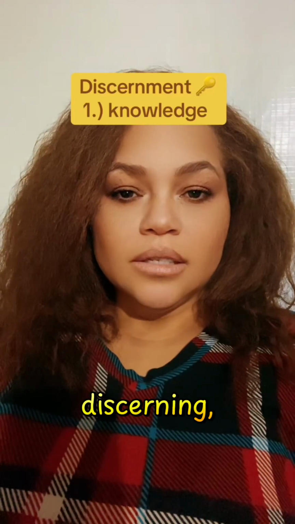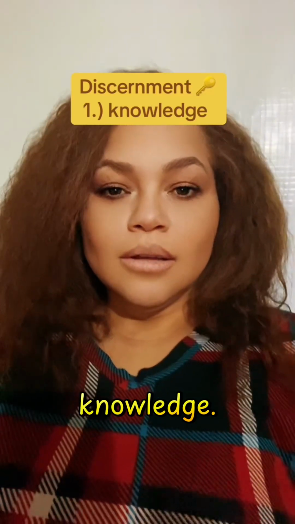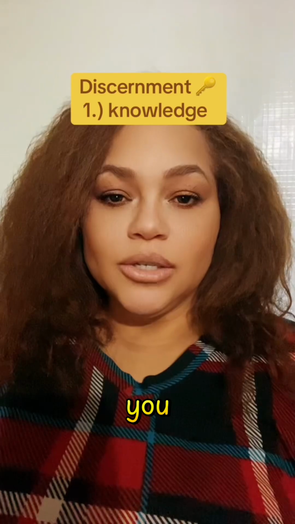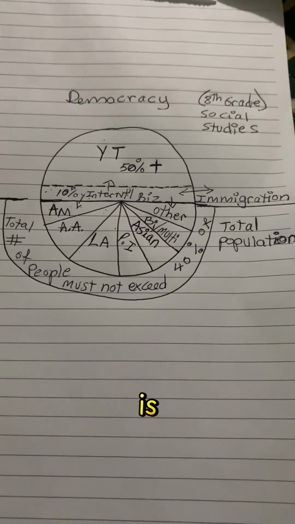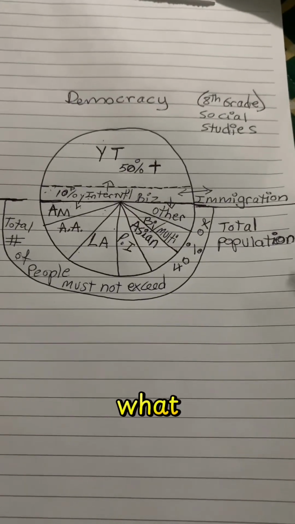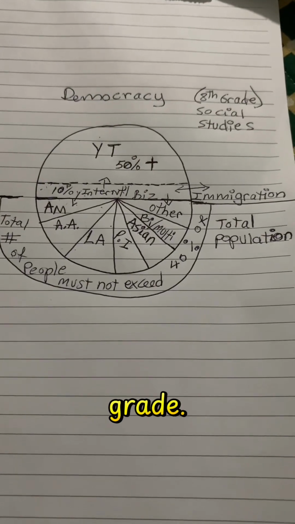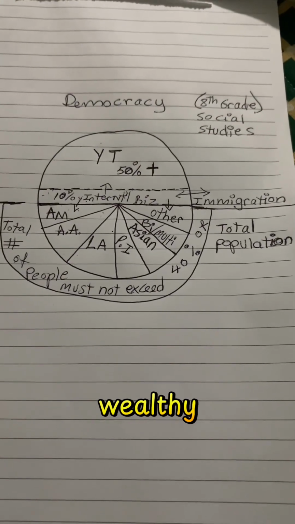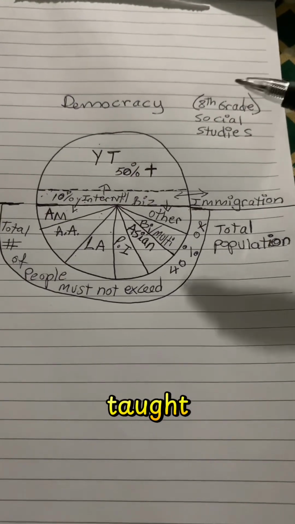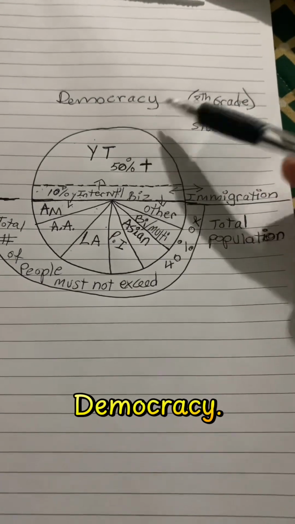To be discerning, you need knowledge. Come here, let me show you something. Don't run away, this is very relevant. This is what I learned about democracy in 8th grade, living among very wealthy people and going to school. They taught social studies, democracy.